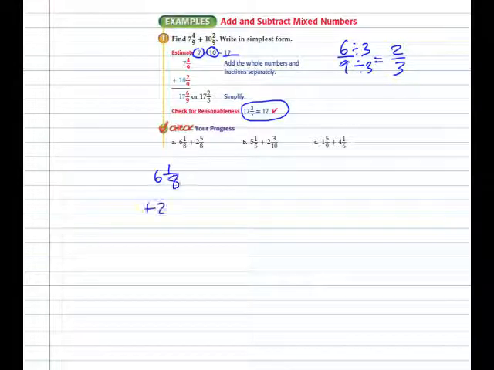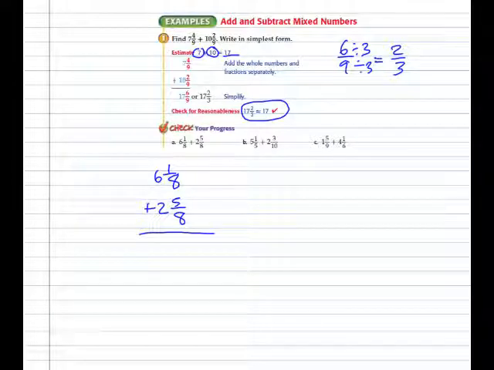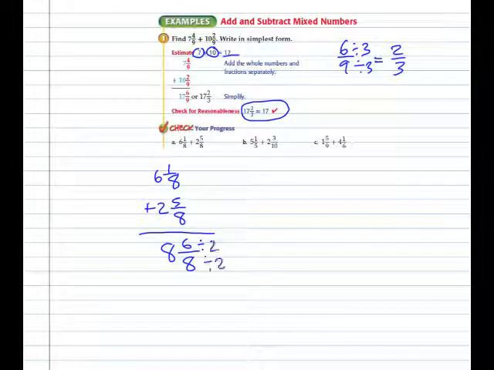6 and 1/8 plus 2 and 5/8. Again, we have common denominator, so we don't have to rewrite or rename. We add the numerators. 5 plus 1 is 6. We keep the denominator. So 1/8 plus 5/8 is 6/8. 6 plus 2 is 8. 6 and 8 have 2 as a common factor. So we rewrite this answer as 8 and 3/4.